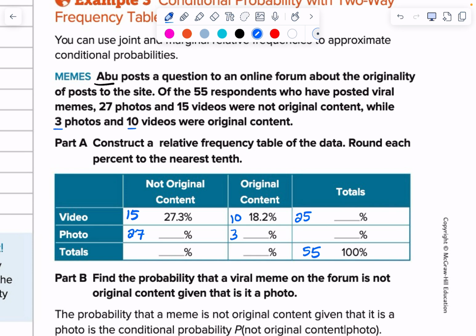25? Yes. How many total photos were there? 30. How many total not original content were there? 42. How many total original content? 13, right? Okay. So they get these percentages by doing the 15 divided by 55, 10 divided by 55, this guy divided by 55, this guy divided by 55, right?